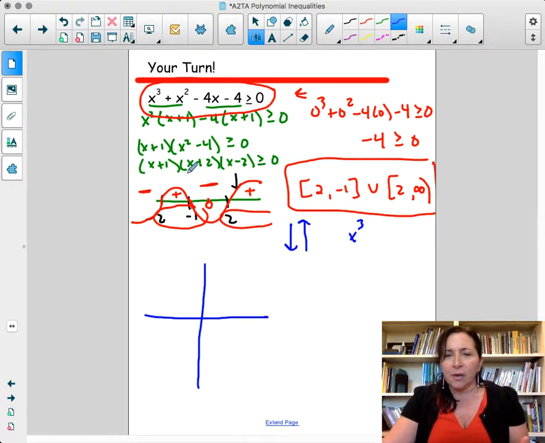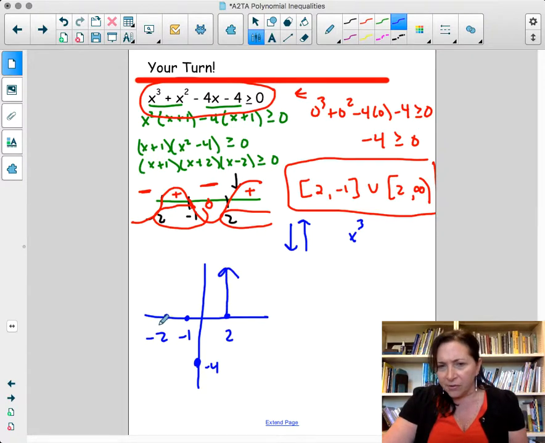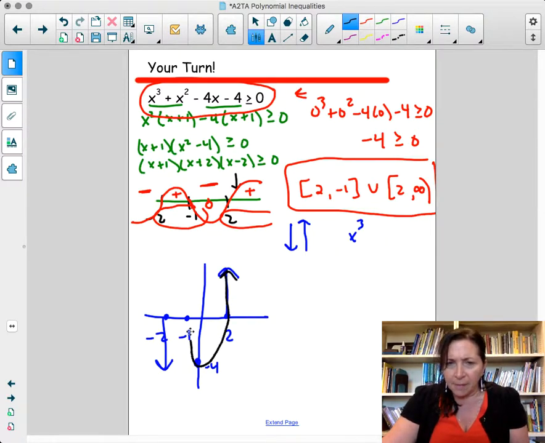Graphing that, if I were to plot this on my points, if I didn't have a calculator, of course, I have -2, I have -1, and I have 2. My y-intercept is -4, which is down here. My end behavior is up this way and down this way. So technically, I can graph this. I can go down, come back up, and then curve around like this.